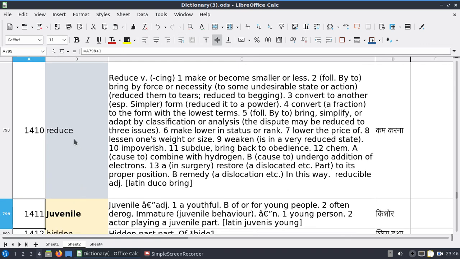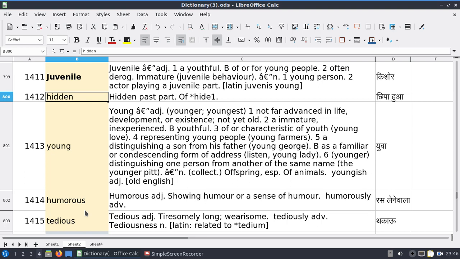Juvenile. Juvenile means a youthful person, a young person. Juvenile justice is different, right, than the adult justice. In India, juvenile justice means the justice that is dealt with the crimes done by people under the age of 18, right? Juvenile behavior. That means the behavior is because he is still not an adult. Generally, juvenile punishments are much less severe than the regular punishments, right?